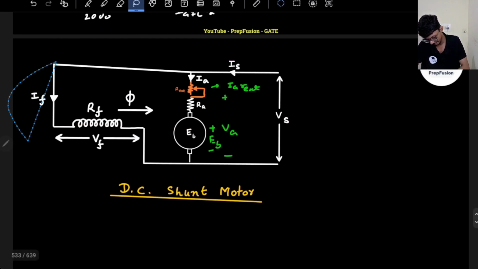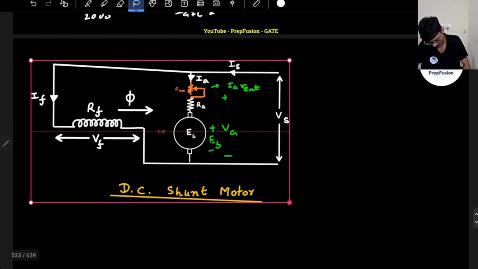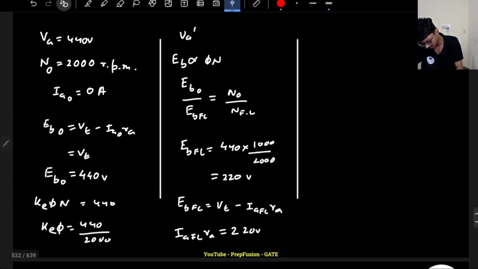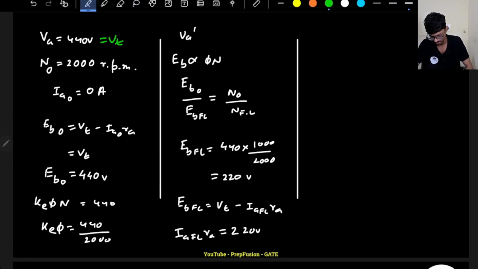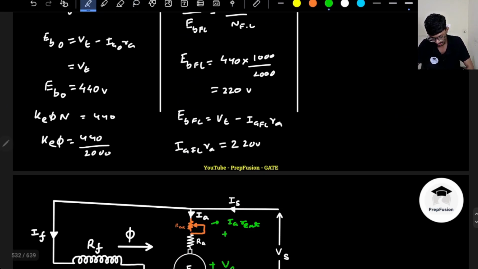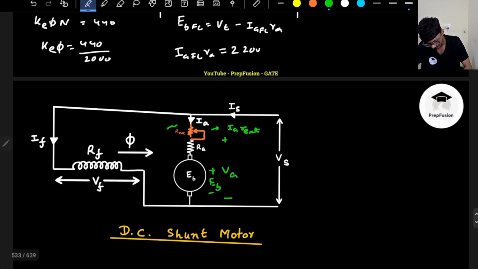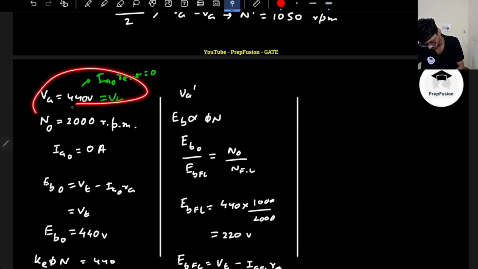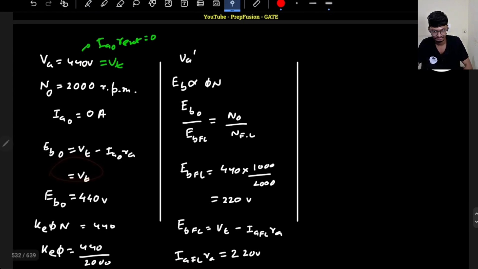Here, this VA and VT, the terminal voltage, both were same in the first case, because it was at no load. If it is at no load, there is no drop here, zero drop, right? That's why the drop across IA naught into RXT was 0. That's why it was directly equal to my EB. Okay, I hope that is now clear.